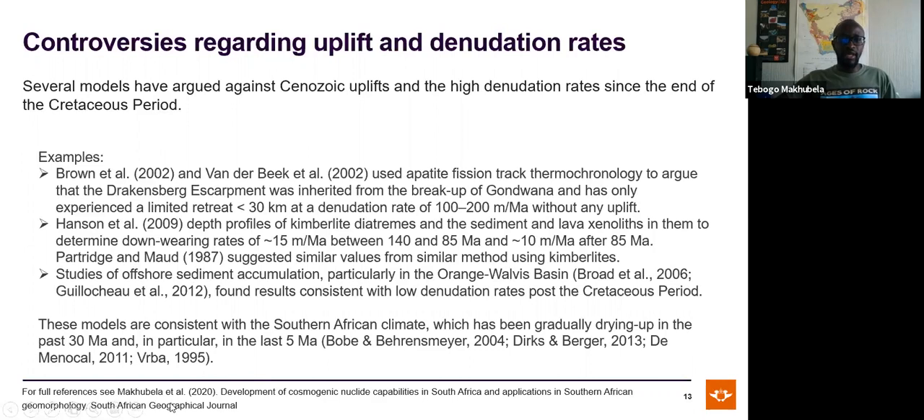So there is a complete list of studies that have presented data that is different from the generally accepted model of Partridge and Maud, in a review that I recently did; you can find it in that reference. However, all these studies are consistent with the drying up of Southern Africa, whereby particularly in the last 5 million years, the climate has become more arid.